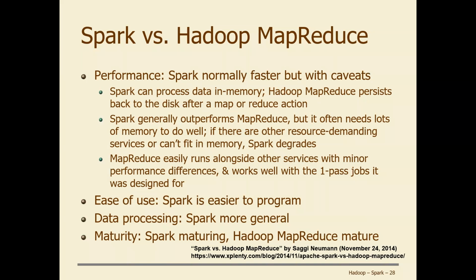Spark is faster, but it has its limitations as well, because you need larger RAM. It processes the data in memory. In Hadoop MapReduce, the RAM requirements are not strict. Spark outperforms MapReduce, but often needs lots of memory to do it well. I have already told you. Otherwise, Spark degrades. MapReduce is more stable because it does not have that many requirements. It can run alongside with minor performance differences.